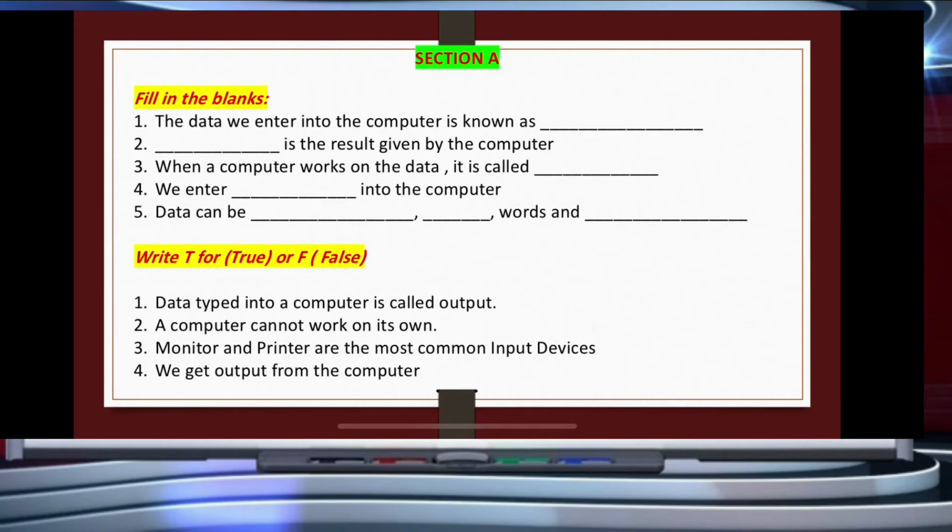Third: monitor and printer are the most common input devices. No, it is false, because monitor and printer are both output devices. The monitor displays the result on the screen and the printer displays the result on a sheet of paper. Now the last one: we get output from the computer. Yes, true. We get the result back from the computer.